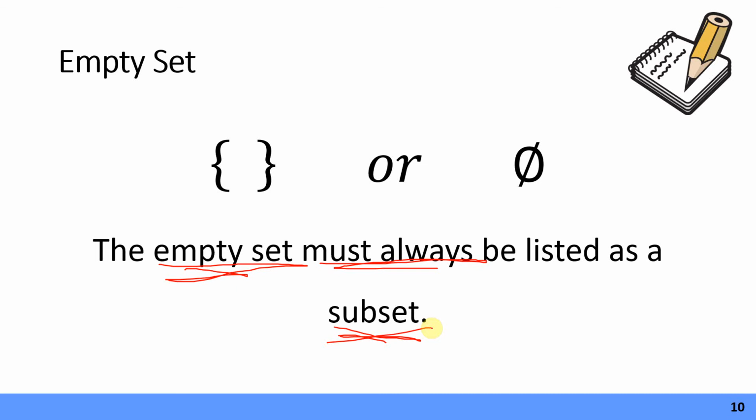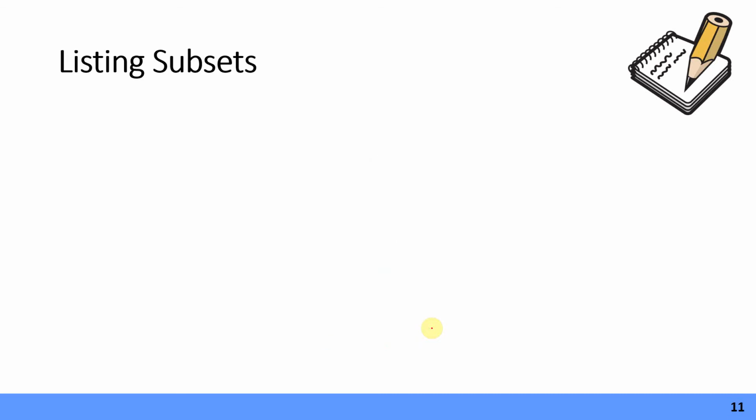And again, if you're confused, just hang in there. I know this is a lot to take in, but we're going to be doing an example in a little bit. All right, so here we go with the steps needed for making a list. So I'm going to give you a set and I'm going to ask you to list all the subsets. These are the 3 steps you're going to follow.